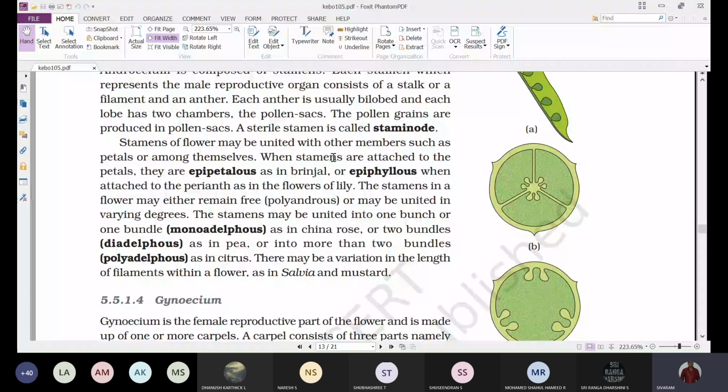And if the stamens are united into more than 2 bundles, we call it polyadelphous. It is observed in citrus fruits. The flowers of citrus plants possess polyadelphous stamens, with 3 or more bundles of stamens.